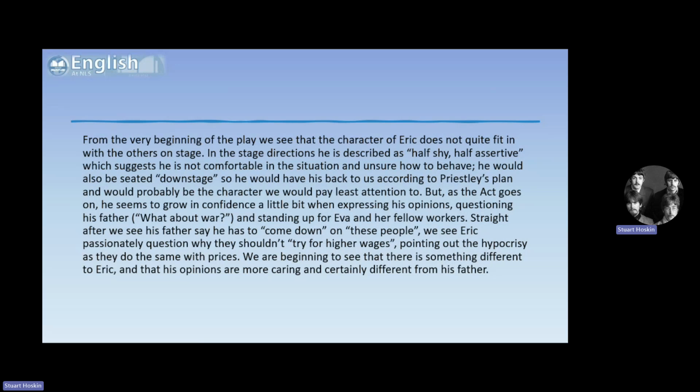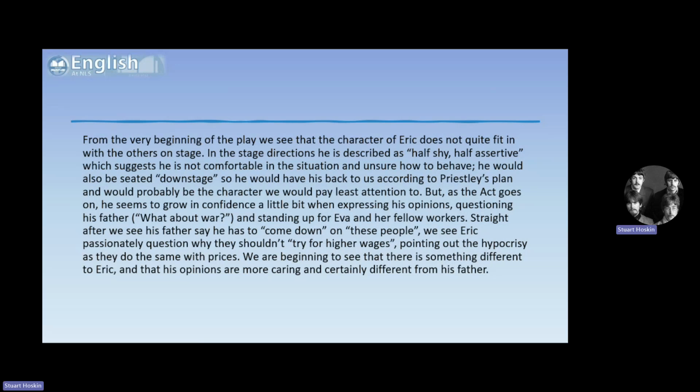We see that the character of Eric doesn't quite fit in with the others on stage. So having used that little adjunct at the beginning, it then states very clearly what the point is. And the point is focused around Priestley. It is not focused around Eric. It's being presented to us that he does not quite fit in. That in itself is already quite a high level observation, isn't it?